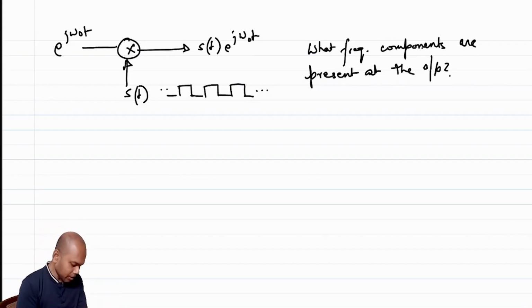Okay, so let's do it. How do I go about analyzing this? If you recall, your s of t is nothing but a periodic signal, and it can be broken down into a sum of complex exponentials weighted by some scalar quantity, and the values of those we can get from the Fourier series analysis.